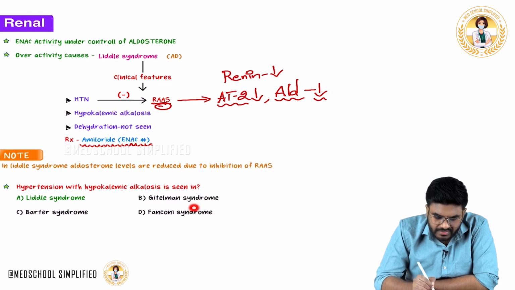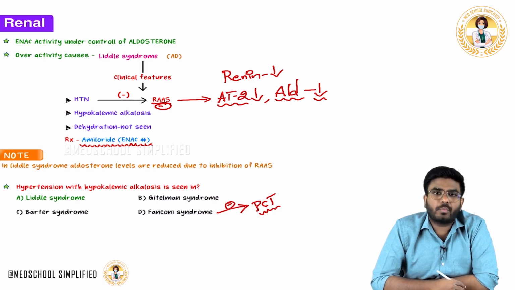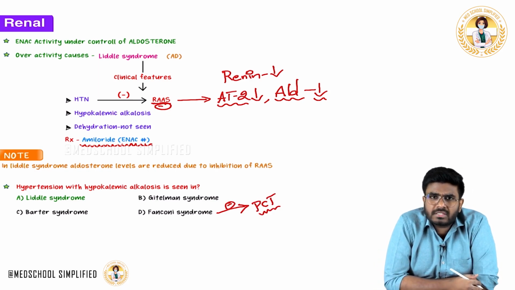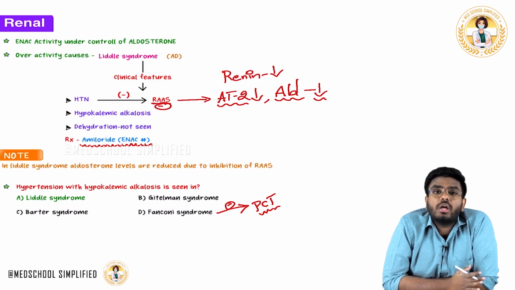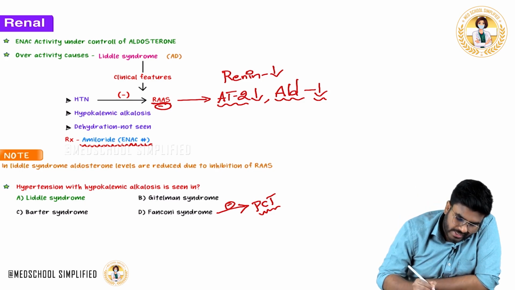Now, you will get this question: what is this Fanconi syndrome? Can anyone tell me? Fanconi syndrome is a generalized defect of the proximal convoluted tubule. In the proximal convoluted tubule, sodium reabsorption, potassium reabsorption, glucose reabsorption, amino acid reabsorption, bicarbonate reabsorption, so many things are happening. If there is a defect and the transporters are not functioning, glucose goes out in the urine: glucosuria, aminoaciduria, natriuresis, bicarbonaturia. That is called Fanconi syndrome.